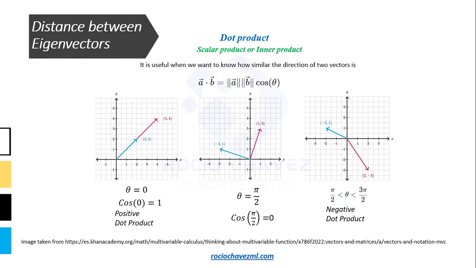redundant information. For example, in the first graph, we see that the dot product is equal to 1, which means that the angle between the vectors is equal to 0 and that both vectors point in the same direction. That is, they are correlated. In the second graph, we have two vectors forming a 90-degree angle, which means they are linearly independent. While in the third graph, we see two vectors whose dot product is negative.